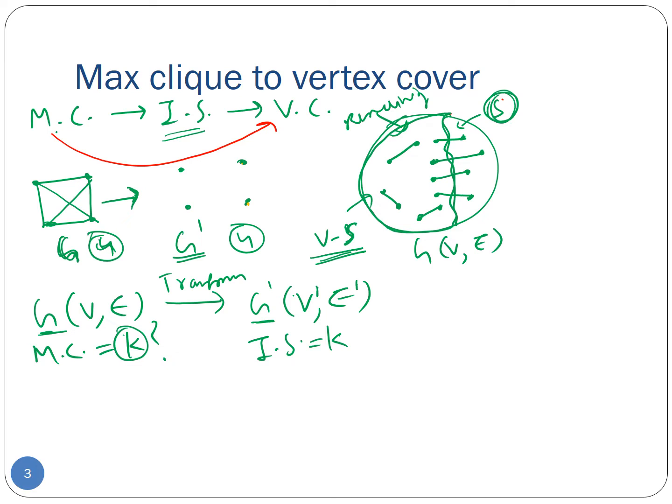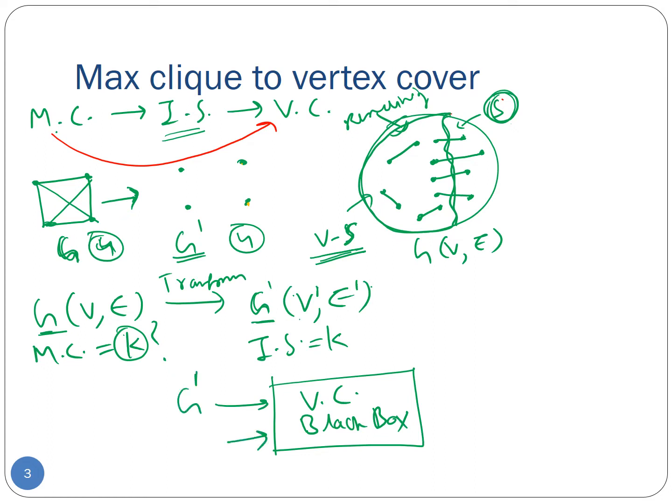Now let's find out whether G prime has an independent set of size K or not. In class, to reduce the independent set problem to vertex cover, we fed this graph G prime into a vertex cover black box. Let's say this is our vertex cover black box that can solve the vertex cover problem. If you feed in G prime and ask whether it has a vertex cover of size K, it will simply say yes or no depending on whether such a vertex cover exists. So to find out whether G prime has an independent set of size K, we should ask this black box whether G prime has a vertex cover of size mod V minus K.